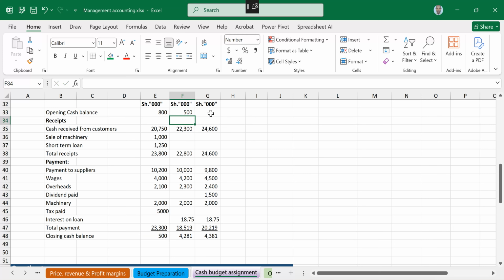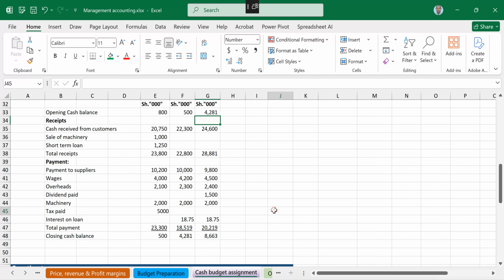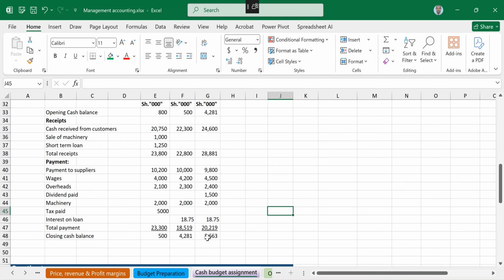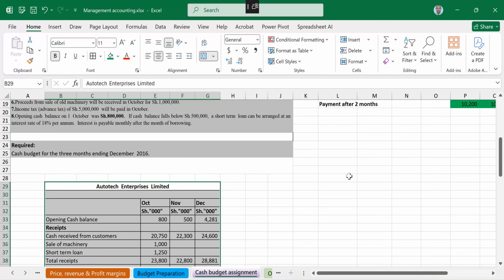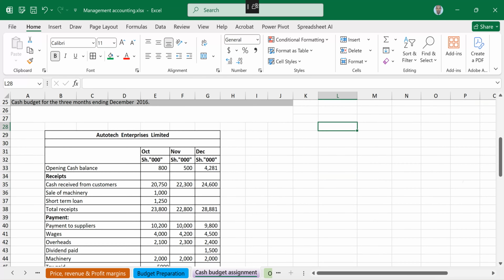Then the closing for November becomes the opening for December. So the 42 moves up there. And then the question is completed. No loan is required for the months of November and December because the balance was above 500,000. The final one for the cash budget.